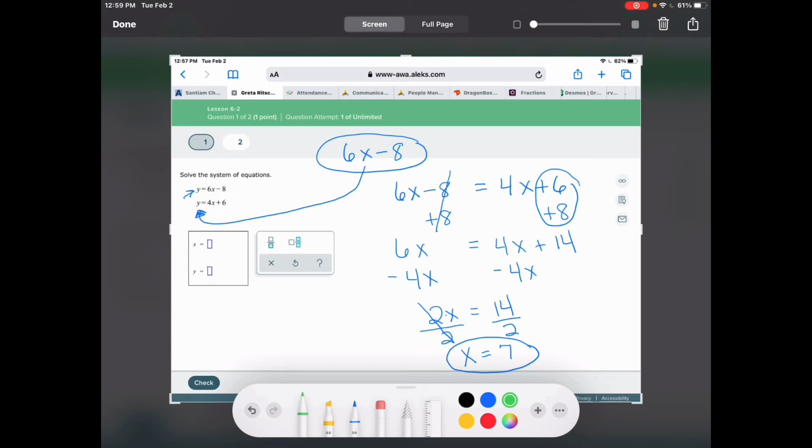And so I'm going to take my value of 7 and plug it into either one of these equations. I will get the same answer no matter which I choose to plug it into. So I'm going to say y equals 6 times 7 minus 8. And so let's see, 6 times 7 is 42, and 42 minus 8 is 34.